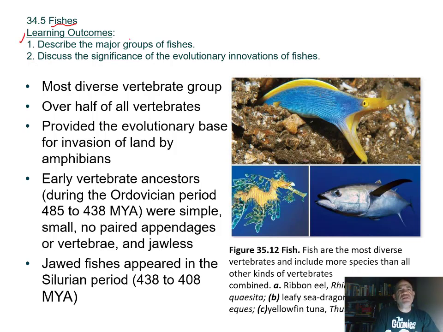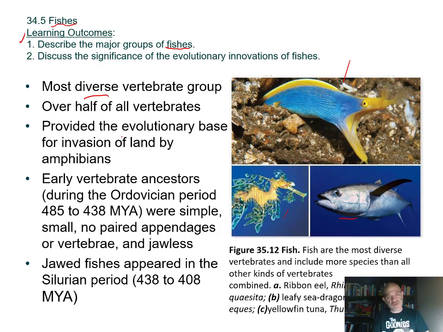Your learning objectives here are to describe major groups of fish, and it's fishes. When you're talking about more than one species, it is grammatically correct to say fishes. And then discuss the significance of the evolutionary innovations in fishes. And so you can see some different fish here. Here's a tuna. This is a sea dragon or a seahorse, and then here's an eel. That's just some of the diversity of fish that we see out there. It is the most diverse group of vertebrates. Over half of all vertebrates are fishes, and they provide an evolutionary base for the invasion onto land for amphibians.